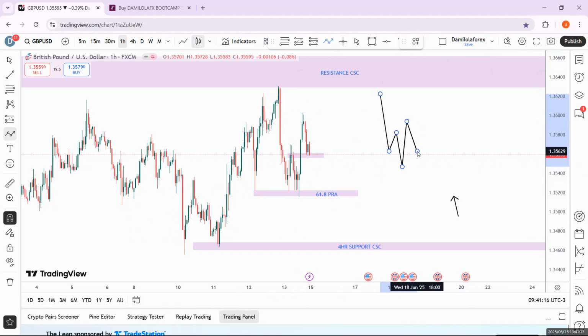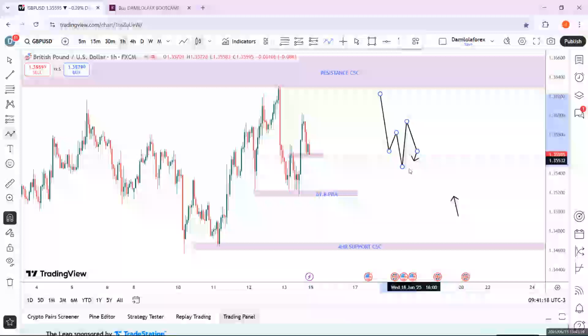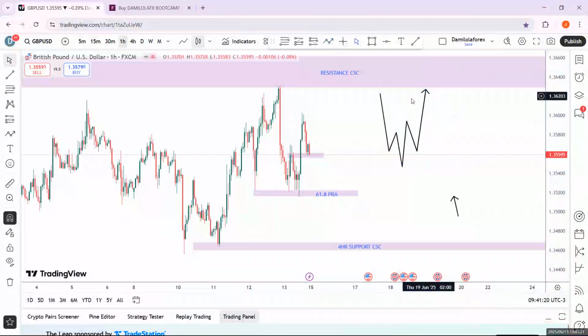We allow price to come back to the 61 point and we buy at the 61 point, put our stop loss at the low and we buy to the high. So we are able to buy at a cheaper price. Okay, this is one of our sniper entry secrets.